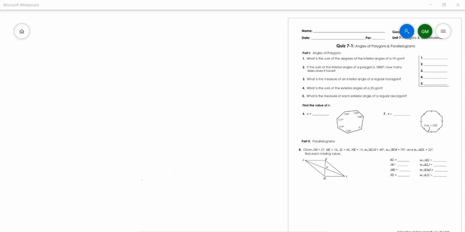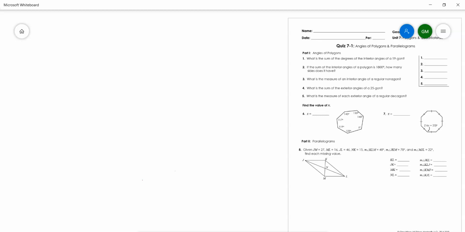Okay, so what we're going to do today is go over the quiz that we just took so that you can do your quiz corrections. So go ahead and follow along. So we have number one, part one, angles of polygons.